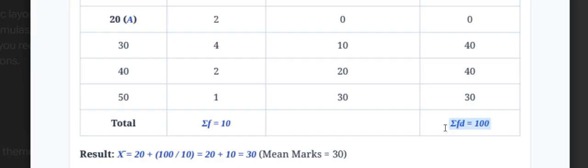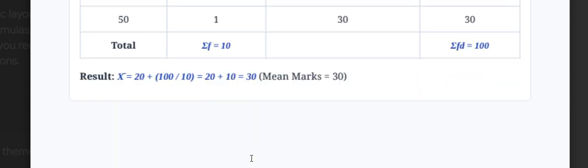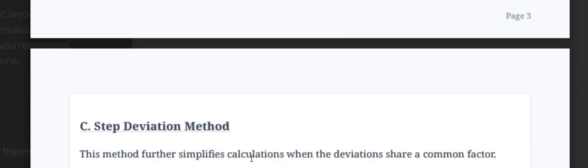We are having 100 and we are going to divide that with the frequency. So 100 divided by 10 is equal to 10. So 20 plus 10 is equal to 30. Okay, this is how you are going to calculate the assumed mean or shortcut method.